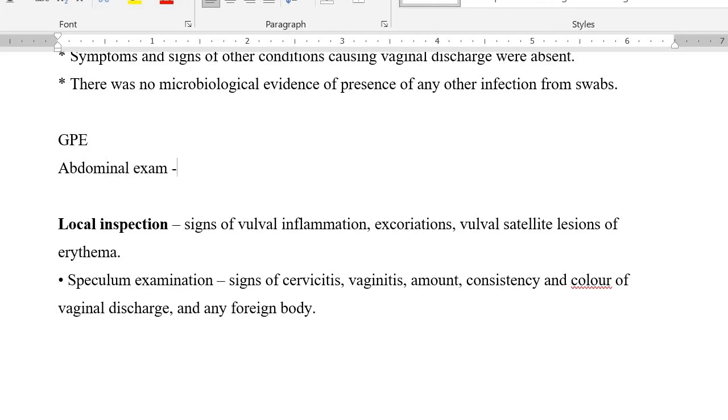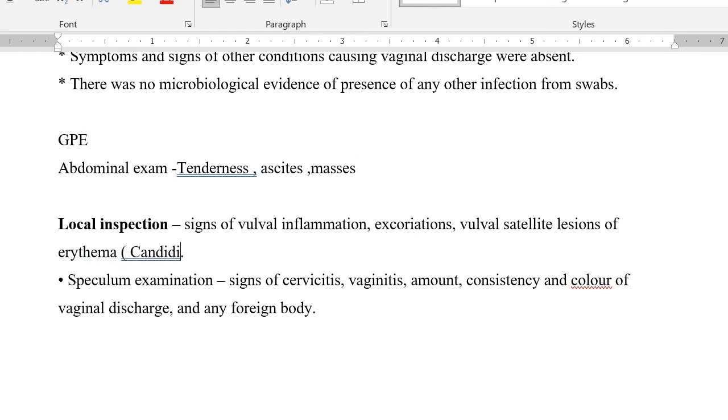Why will you do the abdominal exam? You will look for tenderness, ascites, any masses, all of these things. Then you will do the local examination, inspection. Is there any sign of vulval inflammation? Red, hot, tender, and inflamed. The pain is also there. Then excoriation. Has the patient been itching? Then are there any vulval satellite lesions? And there is erythema. So if you get vulval satellite lesions, always think about candidiasis.